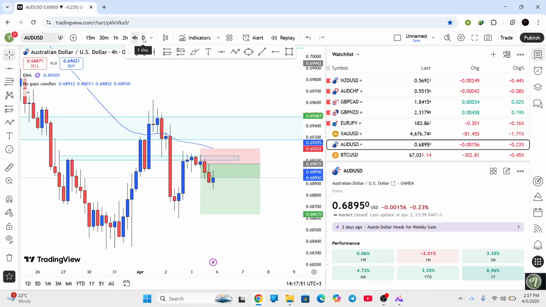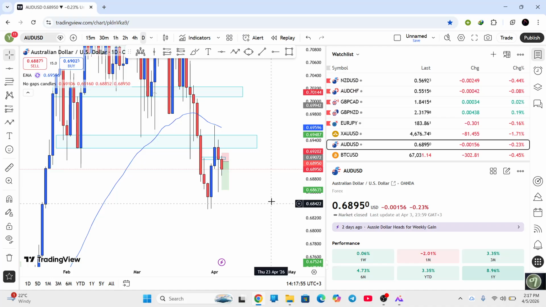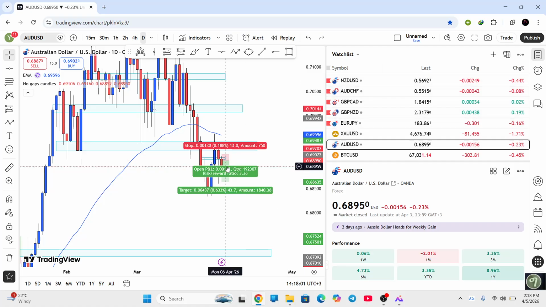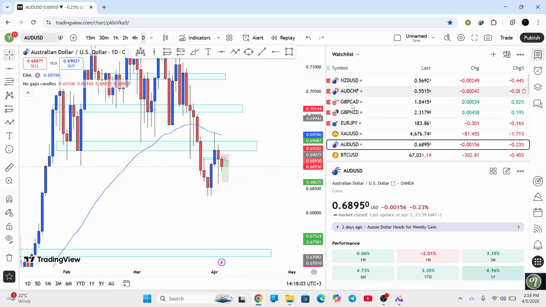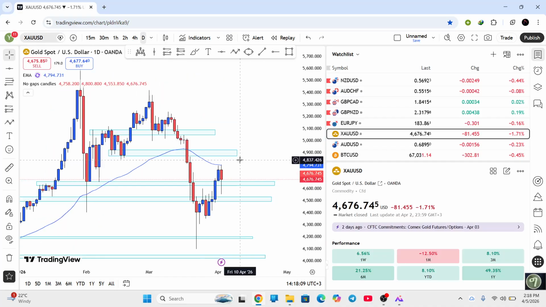AUDUSD, we are gonna keep holding this one, or maybe if one of them gives me a best or beautiful clean entry, then I might close this one and take one of them. So that's it, that's all my prediction. Let me check.